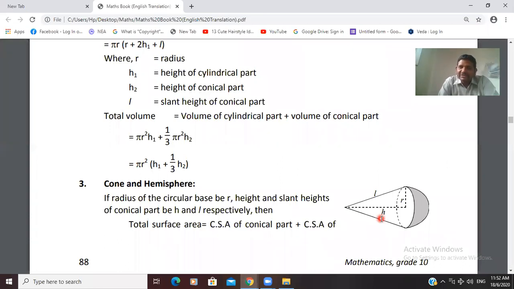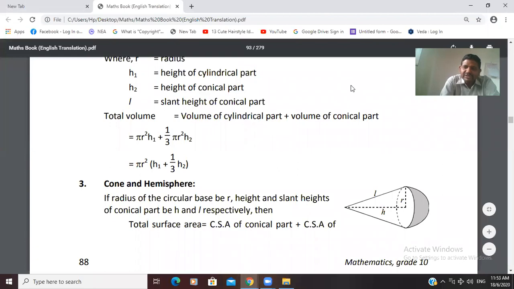In your daily life, several times you have taken a cone. Whenever you go to the market, you purchase ice cream. This is the shape of ice cream only. This part is the cone and this part is the whitish part of the ice cream. Hemisphere plus cone makes the shape of ice cream. And now this solid object is the shape of ice cream, made up of a cone as well as a hemisphere.